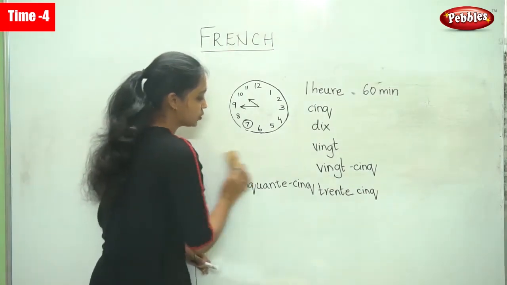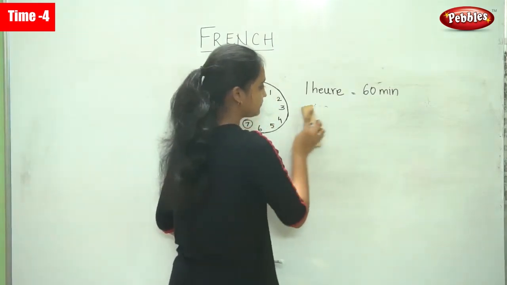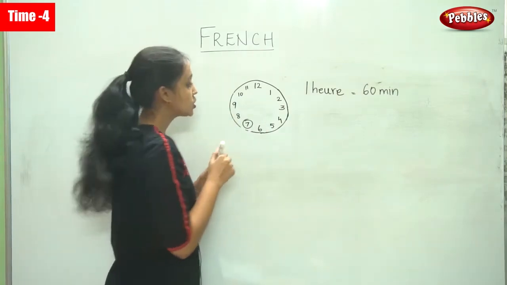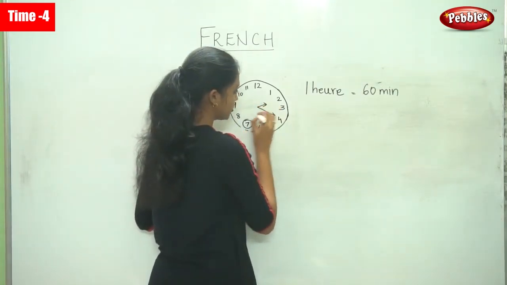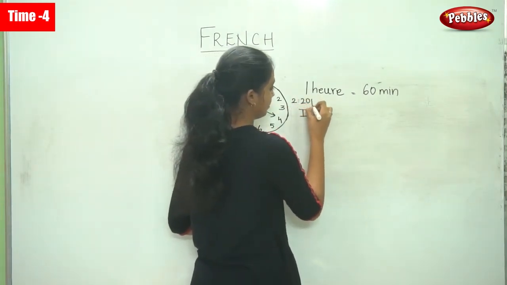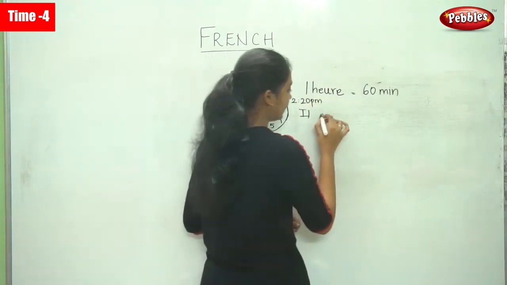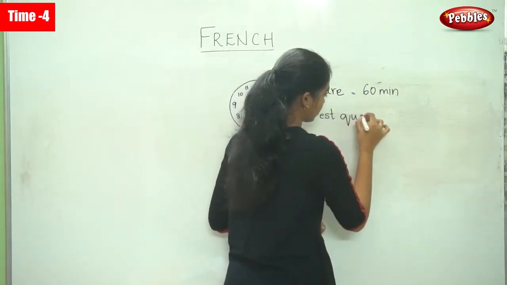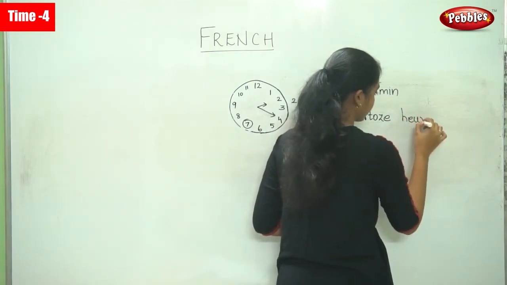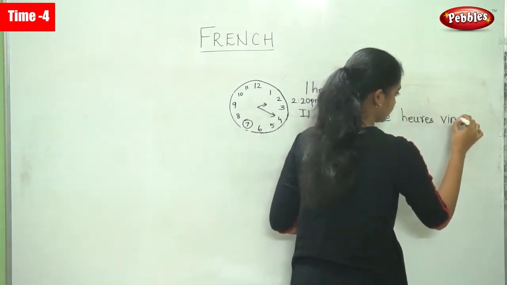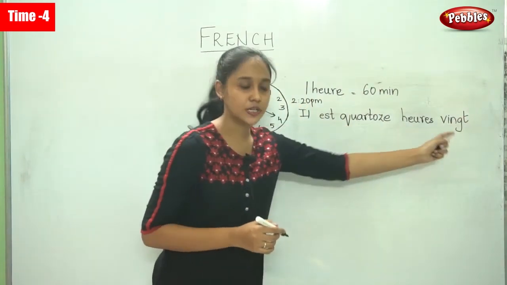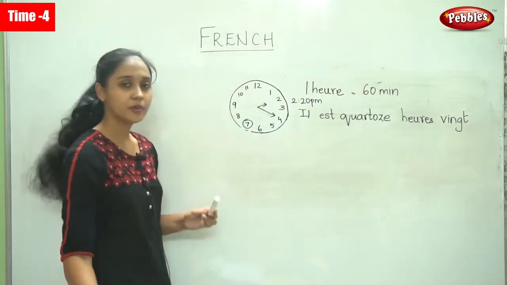Now, similar to how we used moins le quart, here too. If the time is 2:20 p.m., how would you say it? Il est 14 heures 20. So, it is 14 hours 20. This is how we write.